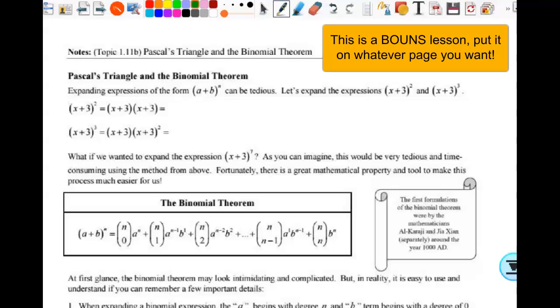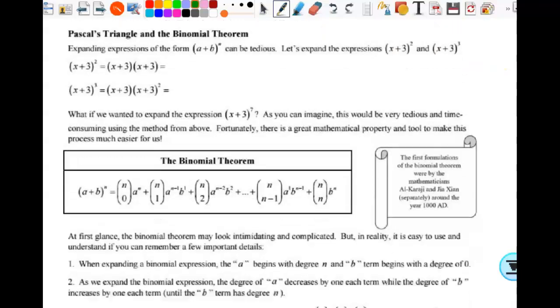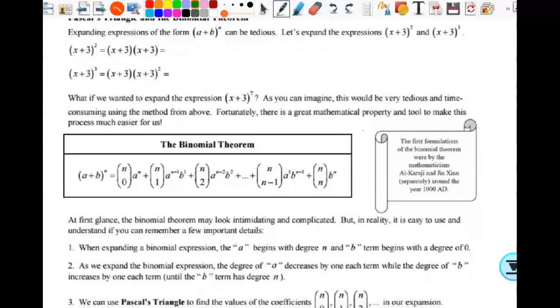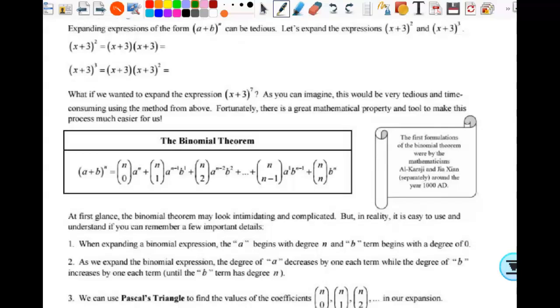Okay, this is going on page 46 when we're done, right? We're going to look at Pascal's triangle and the binomial theorem, right? This should be a little flashback to geometry when you did combinations and permutations, and I'll show you how all this is related here in just a minute. We are going to use it to expand binomials.